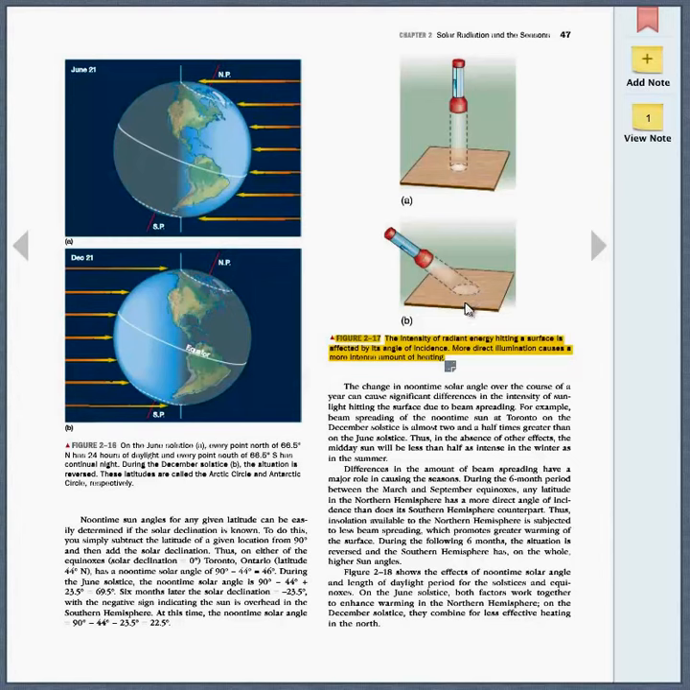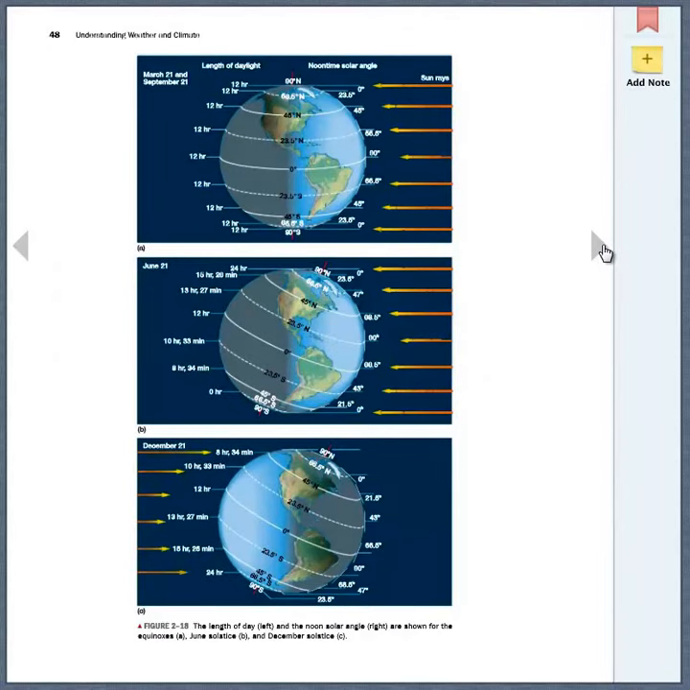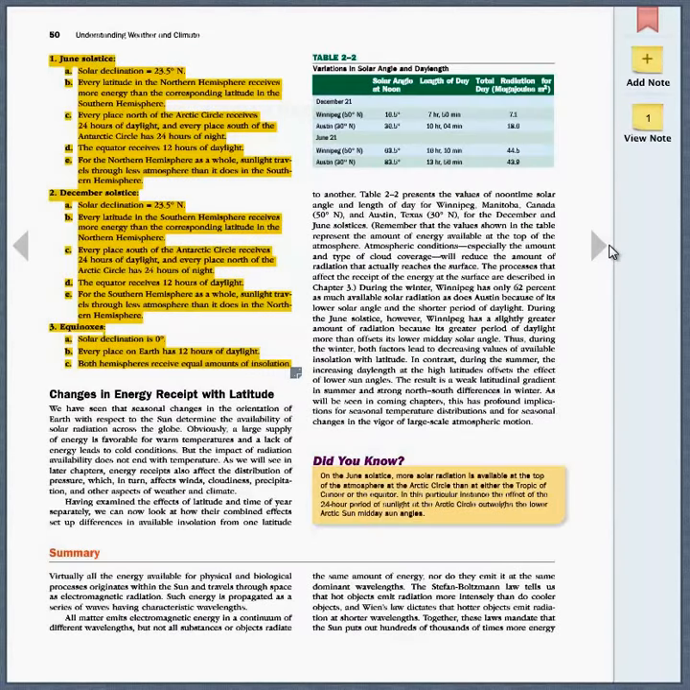So that's why we have the seasons here on Earth and in the northern hemisphere where we're located. Okay, moving on to page 50. We're almost done here. I want you to understand these highlights. It gives you highlights of the June solstice, the December solstice, and the equinoxes. So you want to have a good idea of what those are.